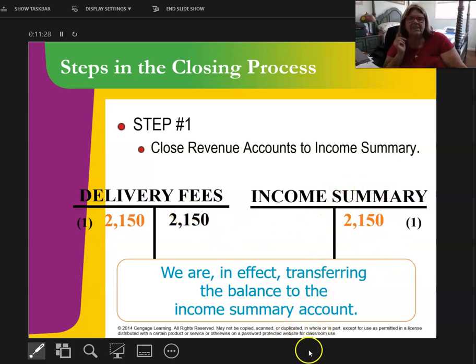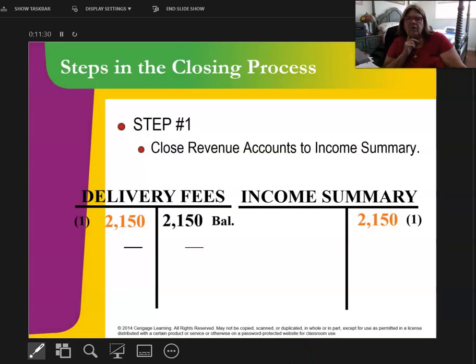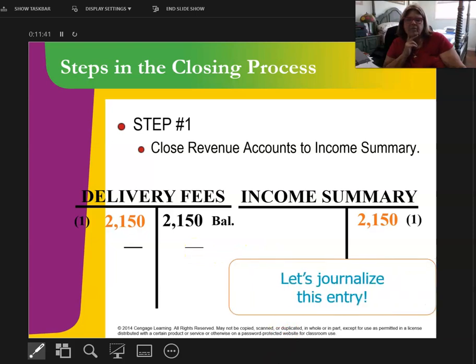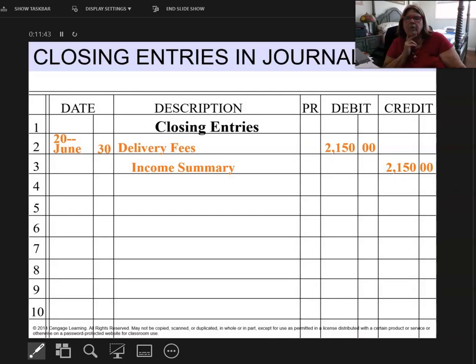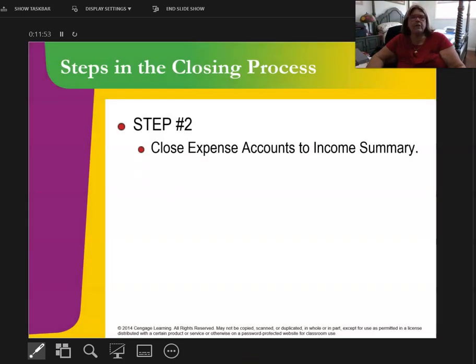Income summary is a slush account. Okay, and so now here's the balance. These little lines indicate that my revenue accounts are now closed. Here's how we journalize it. First of all, we write closing entries, and there it is. So this is the first of 4, and you do them in this order. First, you close revenues. Next, we're going to close expenses to income summary.